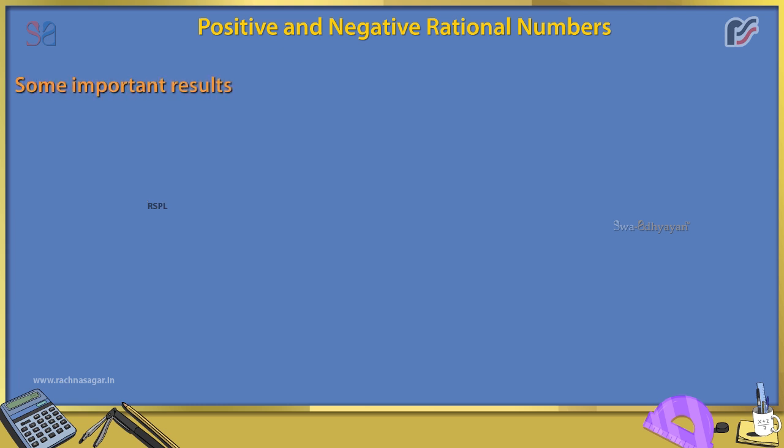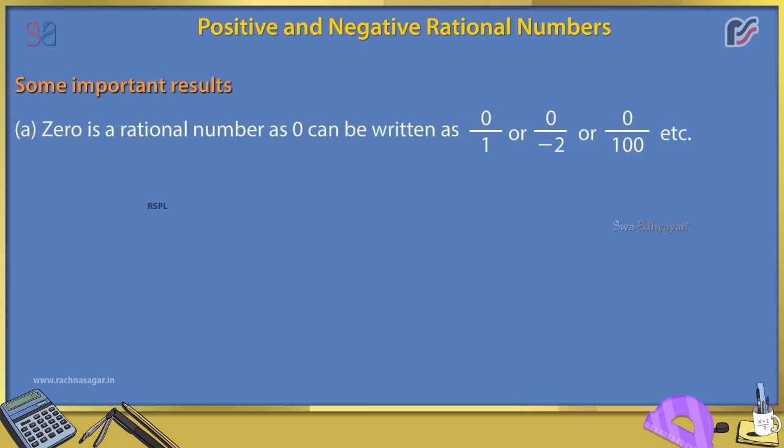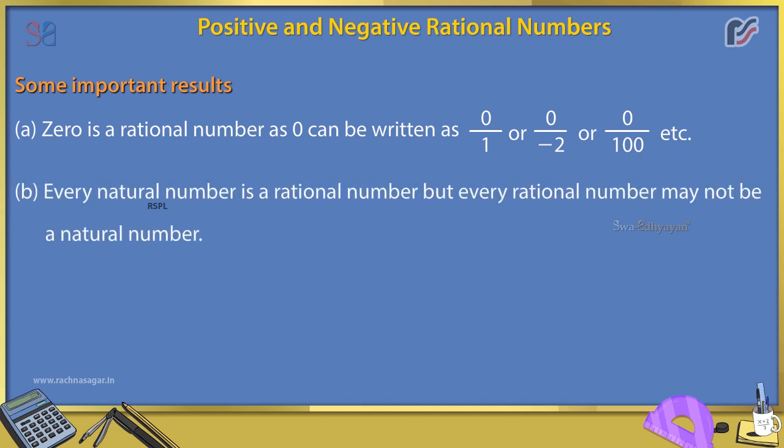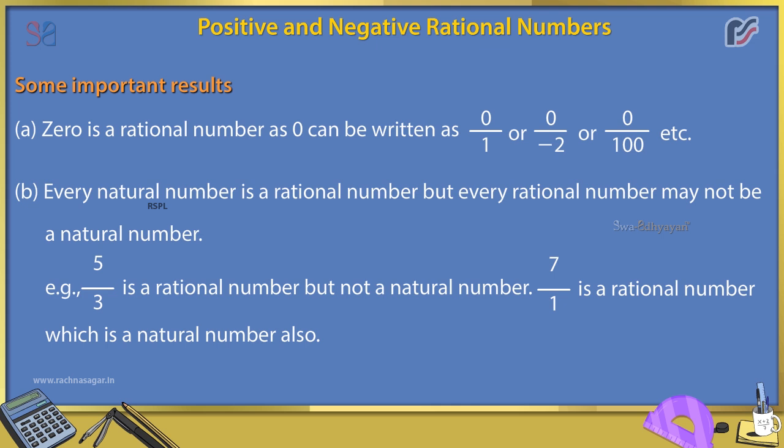Some important results. A. 0 is a rational number, as 0 can be written as 0 by 1 or 0 by minus 2 or 0 by 100, etc. B. Every natural number is a rational number, but every rational number may not be a natural number. Example, 5 by 3 is a rational number, but not a natural number. 7 by 1 is a rational number, which is a natural number also.